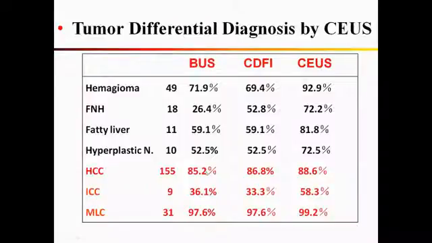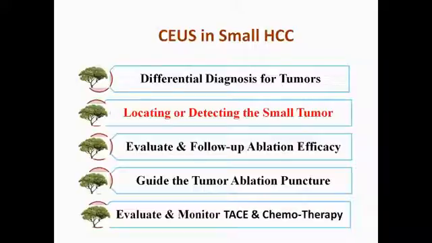It's very useful. By using the contrast, before using the contrast the diagnosis rate is about 71 to 72. By using the color Doppler, we cannot change the diagnosis rate very much. But when we use CEUS, the diagnosis accuracy improves by about 20% to 30%. It's very, very helpful and useful for the diagnosis and the differential diagnosis.